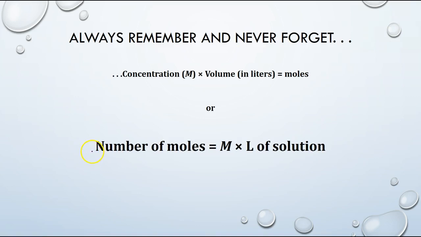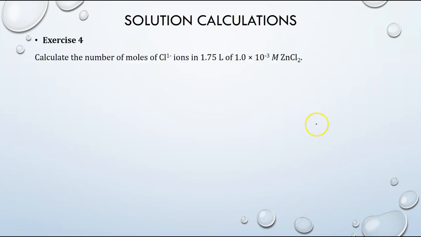Okay, so always remember and never forget that concentration, molarity, times volume is equal to moles. So the number of moles is equal to molarity times liters of solution. I don't forget that, because if I start out with 10 liters of solution and I want to know how many moles of stuff, I'm going to use molarity, the number of moles divided by the liters. Liters cancel out, and I'm going to get number of moles. So it kind of makes sense that this equation is the way it is.